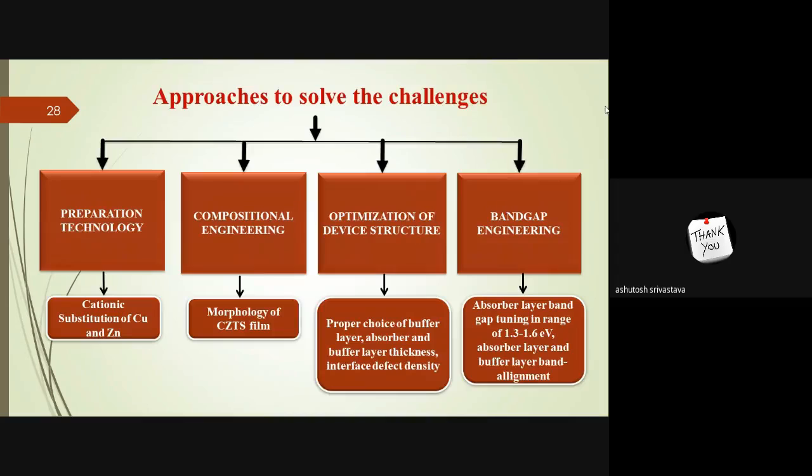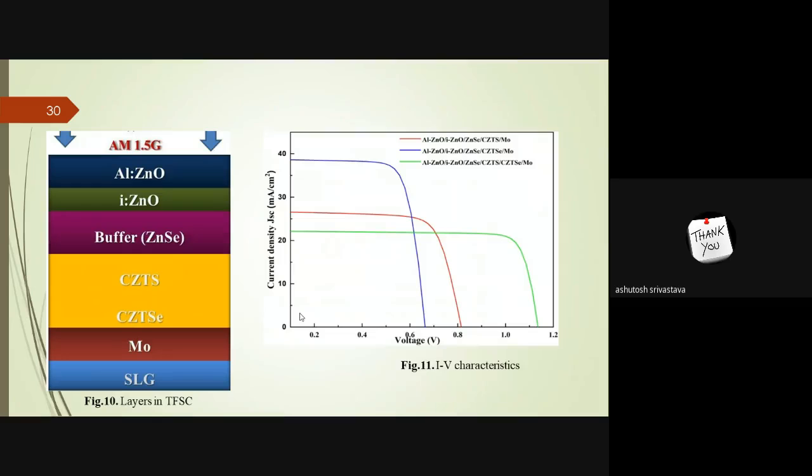So the preparation technology goes into material science engineering: how can we change the preparation technology to get some substitutions for copper and zinc in CZTS. The other is the optimization of device structure. One of my publications so far is this one, wherein CZTS is present and a buffer layer has to be there. We have used intrinsic zinc oxide and then aluminium-doped zinc oxide. These two are just for band gap grading, so as to get the maximum absorption, the maximum amount of photons to enter.